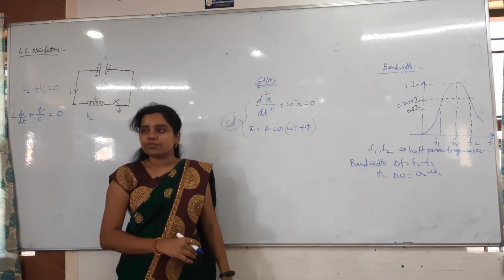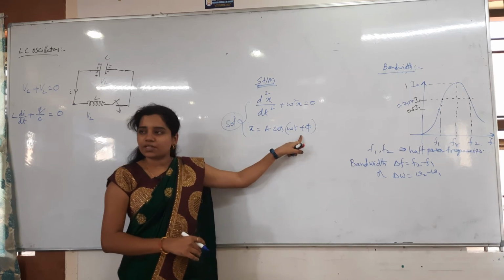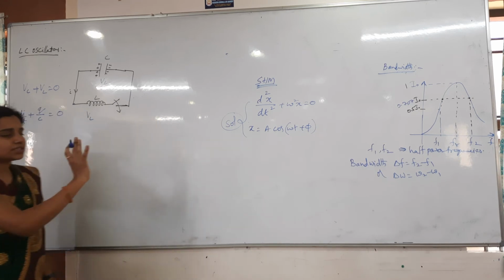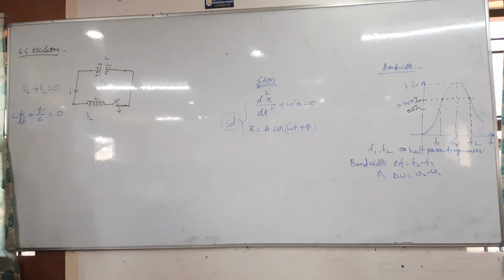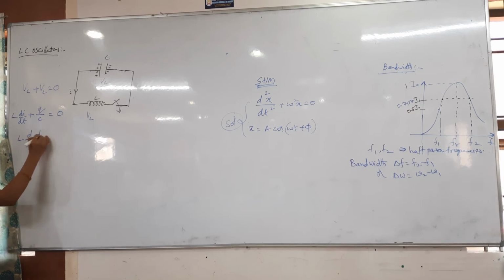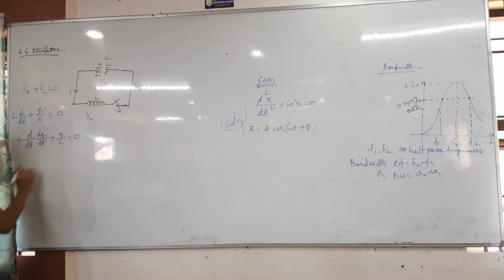Now the motion is starting from where? Maximum, otherwise 0, right? Cos(omega t plus phi), so that is starting from the maximum value. That is just to have the basic idea about that. Now here I am writing L into d by dt of I, and I is dq by dt, so L d square q by dt square plus q by C is equal to 0.